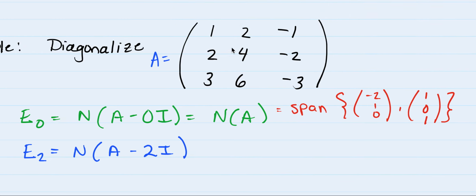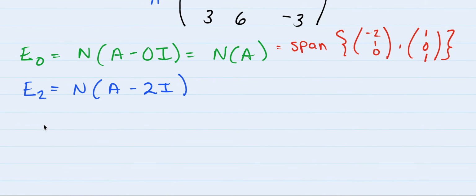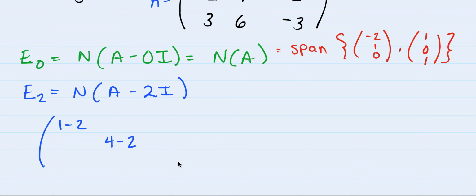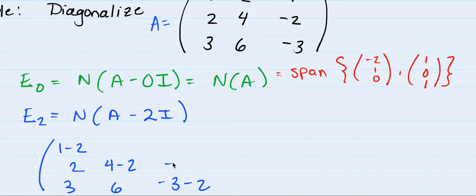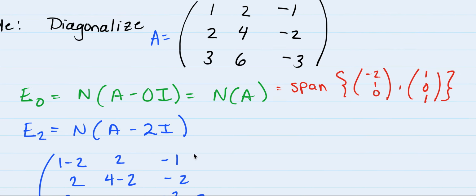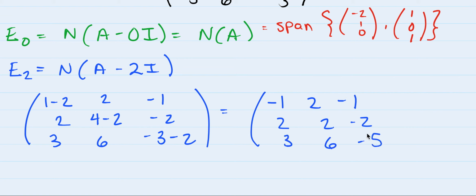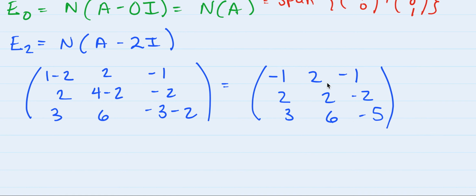Okay, so just subtract 2 from the diagonal entries, and we get 1 minus 2, 4 minus 2, and -3 minus 2. So we get -1, 2, -1, 2, 2, -2, 3, 6, -5. Okay, and now we want to put this matrix into reduced row echelon form.